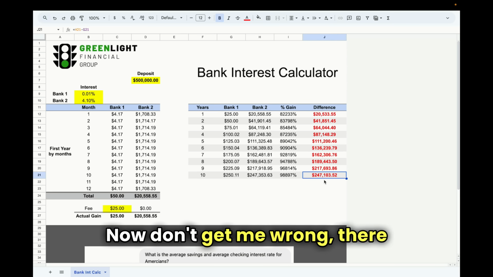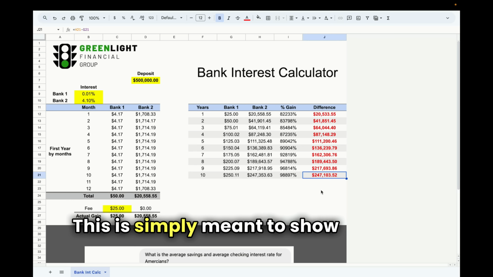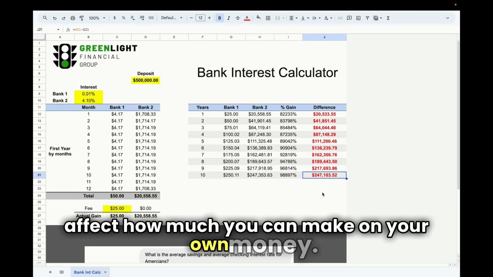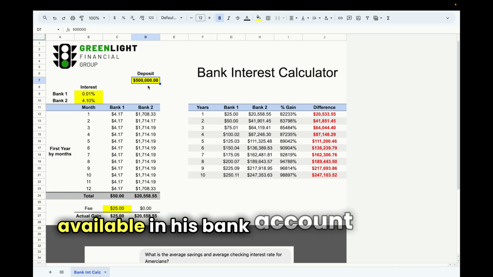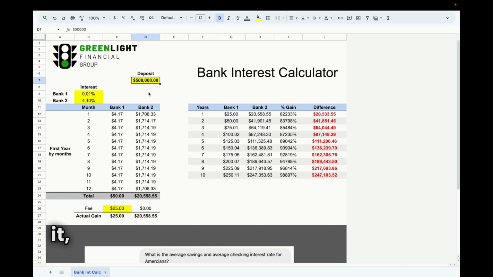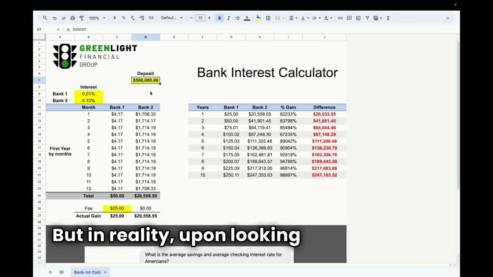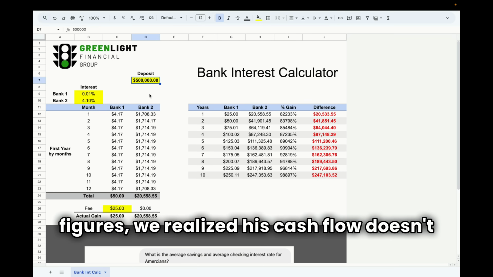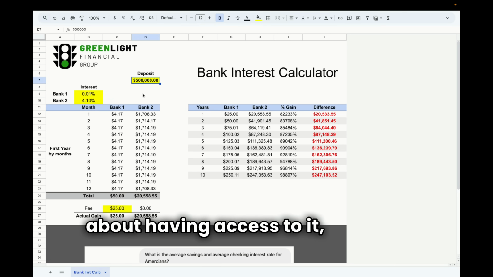Now, don't get me wrong, there are other options for investing money. This is simply meant to show you how bank interest can affect how much you can make on your own money. He believed that he needed to have this money available in his bank account because in case he needed it, it needed to be accessible. But in reality, upon looking at his financial figures, we realized his cash flow doesn't require that amount to be in there.